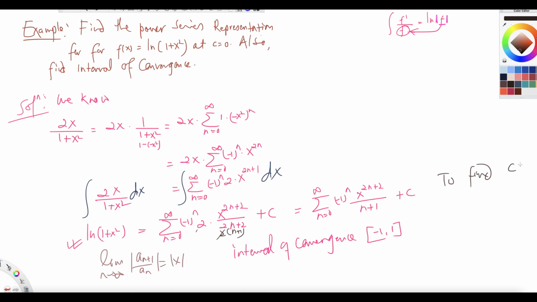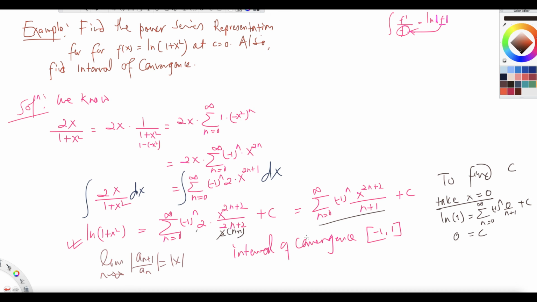Okay, to find c, take x equals 0. If I take x equals 0, what do you get on the left side? You will get the natural log of 1 because x is 0, right? Equals, on the right hand side, what do you get here? You get the summation n equals 0 to infinity, (-1)^n, 0 over n+1. Oh, that will be 0, plus c. So that is 0 equals c because the natural log of 1 is 0.